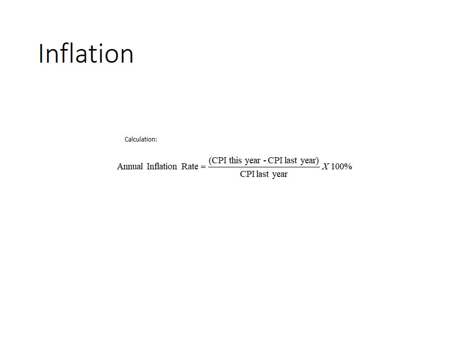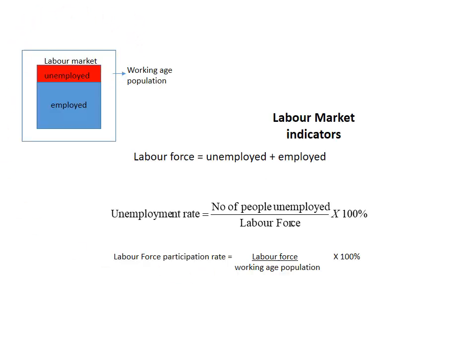Inflation measures how much prices are increasing. So we use CPI: this year minus last year over last year times 100%. Inflation will be one of the things that we'll be looking at in greater detail for this subject. Next, we look at labor market indicators.